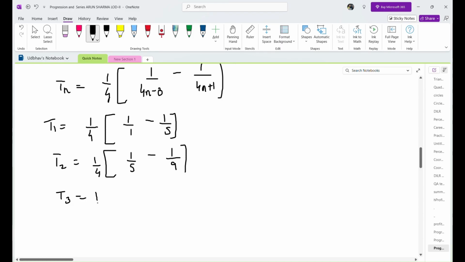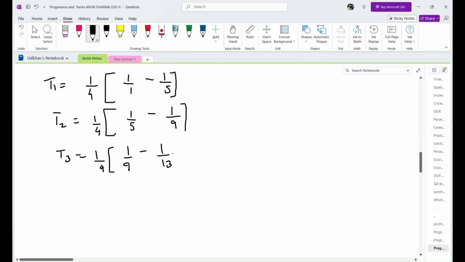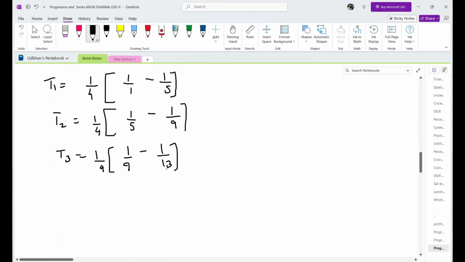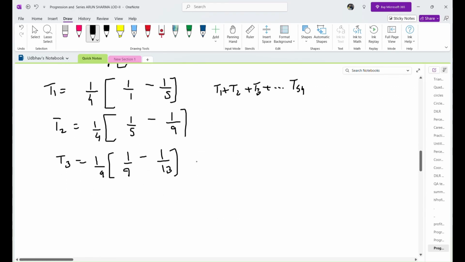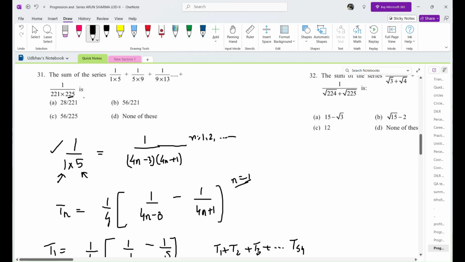Can you see it now? 1 upon 4, (1 upon 9 minus 1 upon 13), right? Can you see it now? If you will add, what will be the sum of n terms? It will be just T1 plus T2 plus T3 up till T54, because we found n equals 54 using this, right?